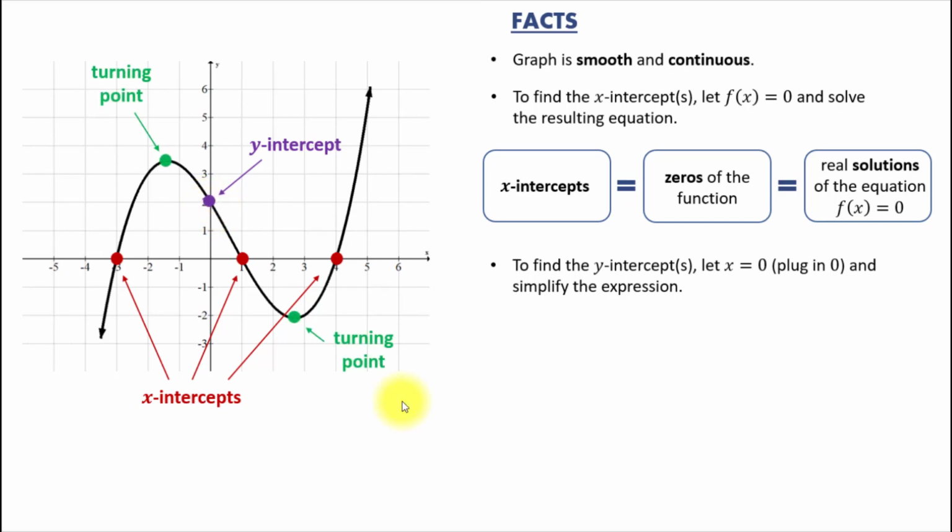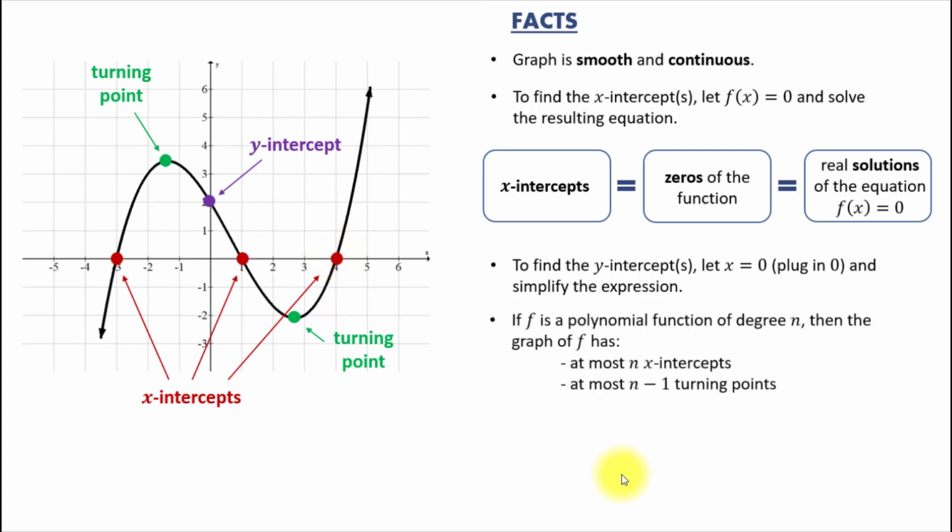Other special points on the graph of a polynomial function are the turning points. Graph changes its direction at the turning point, either from increasing to decreasing direction, or from the decreasing direction to the increasing direction. And here's one interesting fact. If f is a polynomial function of degree n, remember n is the highest power of x in a function, then the graph of the function f has at most n x-intercepts and at most n minus 1 turning points. This is something that we can use as a guideline when we're graphing a polynomial function.